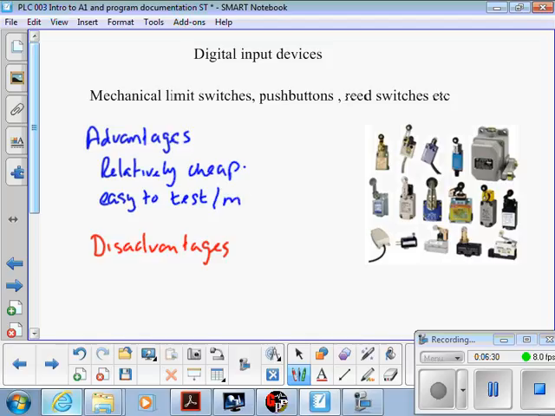I'm going to put maintain on there. In terms of, usually you can change the contact block. So if the contact block goes, you can change parts of them. You can put a new wheel on them, that type of thing. Okay.